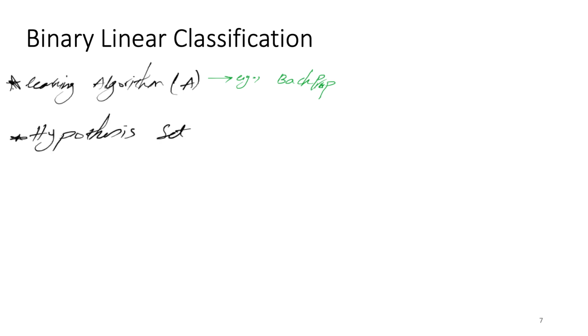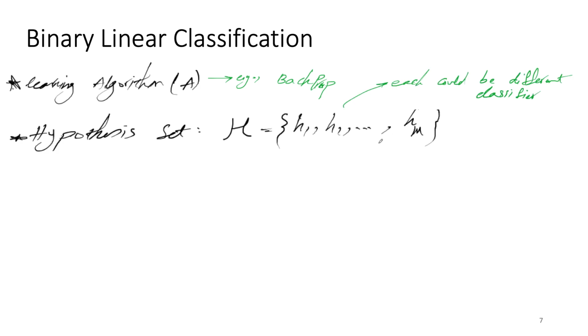All right, let's go to the binary linear classification. In this case, as an example, the learning algorithm could be backprop, and the hypothesis set H containing several h's. These h's could be any classifier. So we pick one of them that we know works the best. It could be a neural network in our case, right?